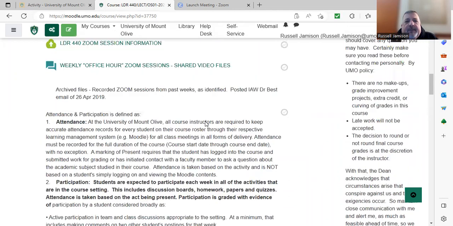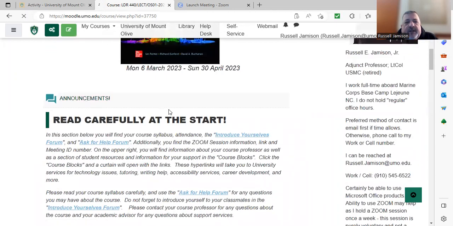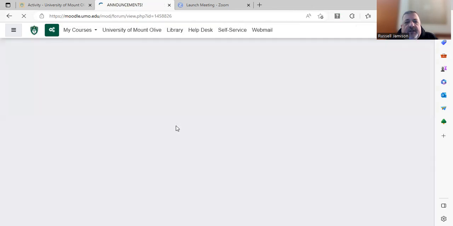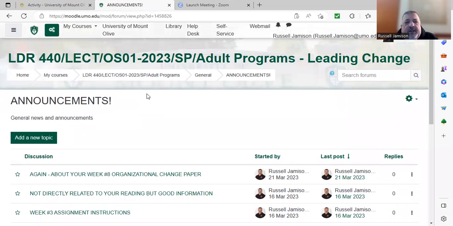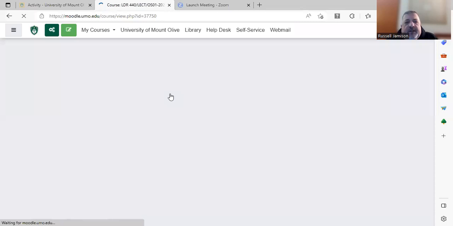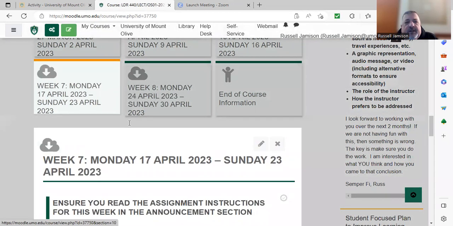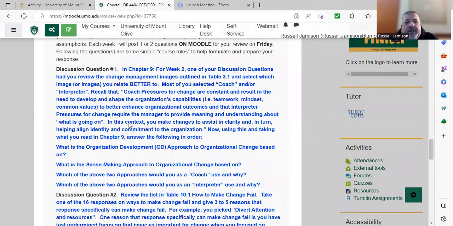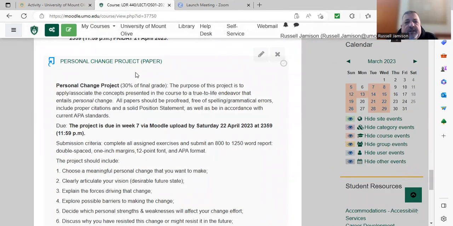Now, let me pull back here a minute and tell you that your organizational change paper is coming out and is going to be due in week 8. You have a paper due before then, week 7, so don't get caught short. Okay, the paper week 7, and if you look at my screen, I'll take you there. Is a personal change paper. Okay, personal change project.